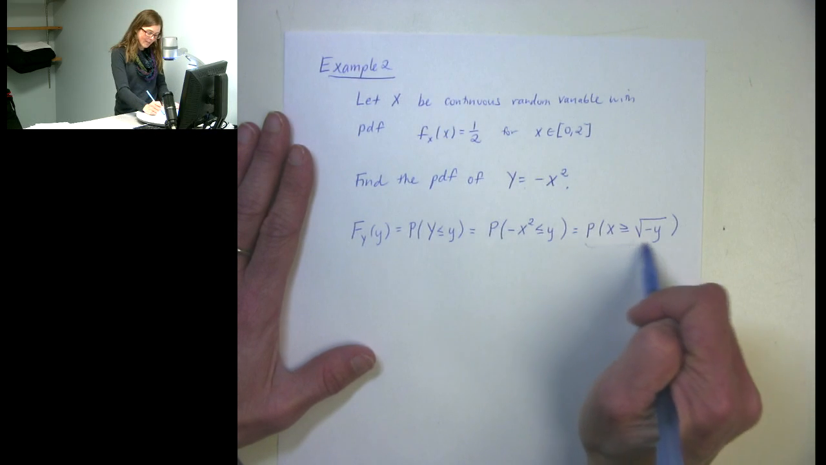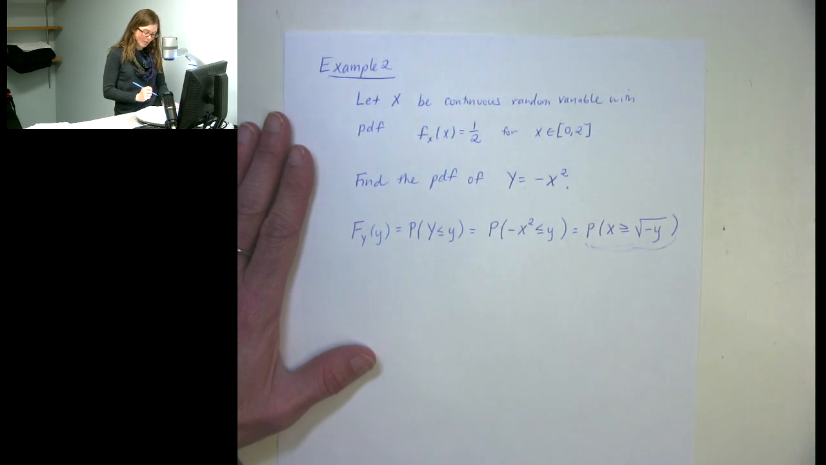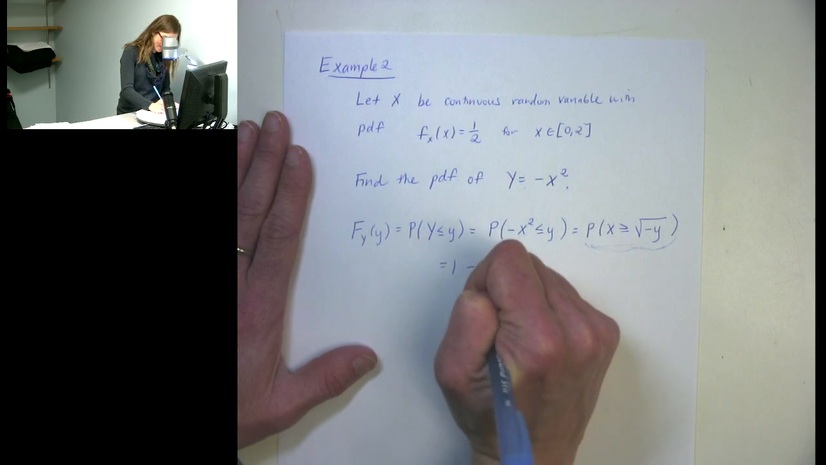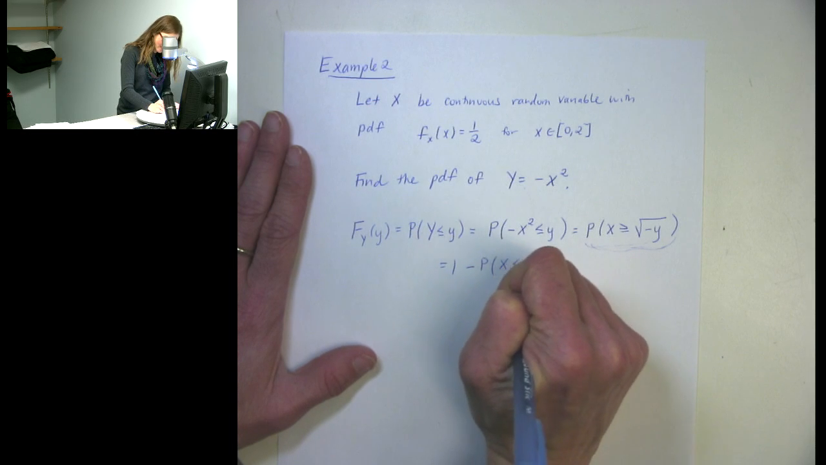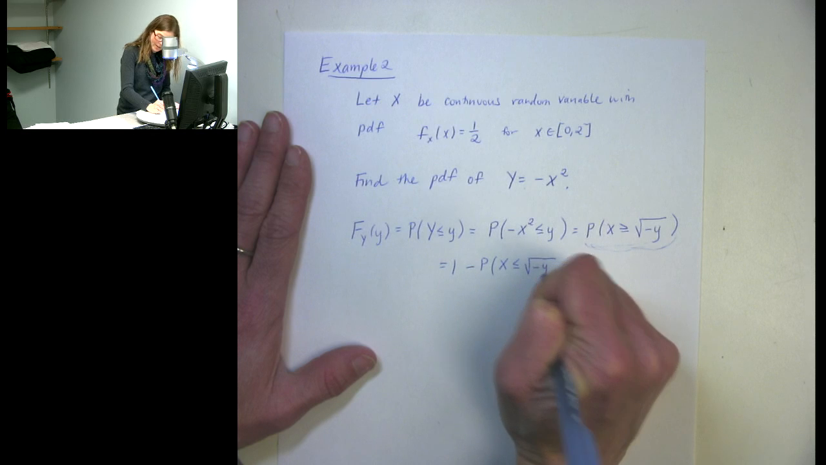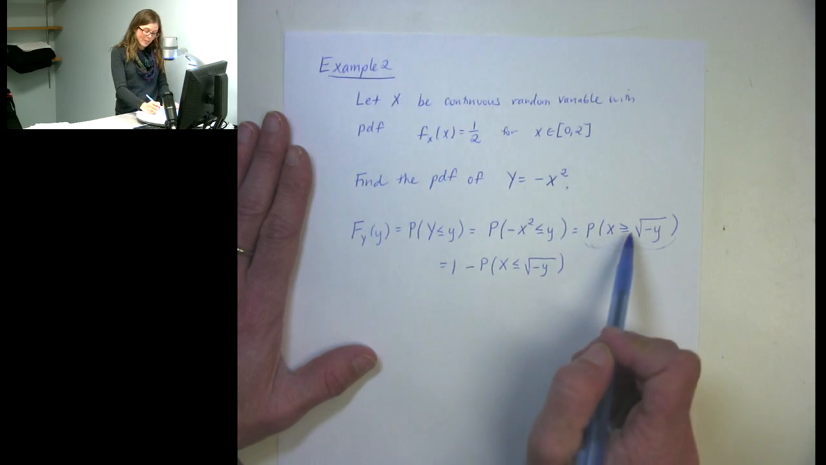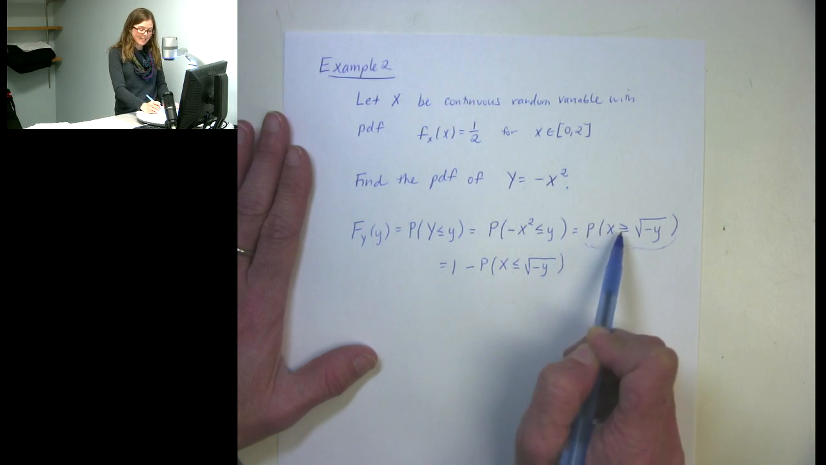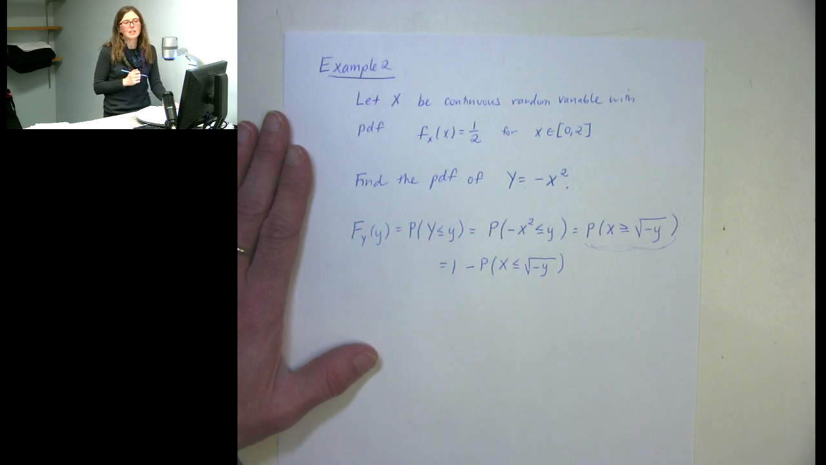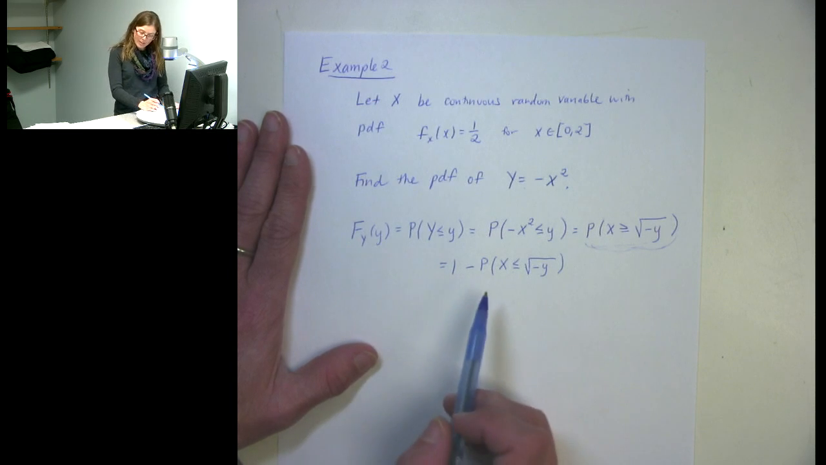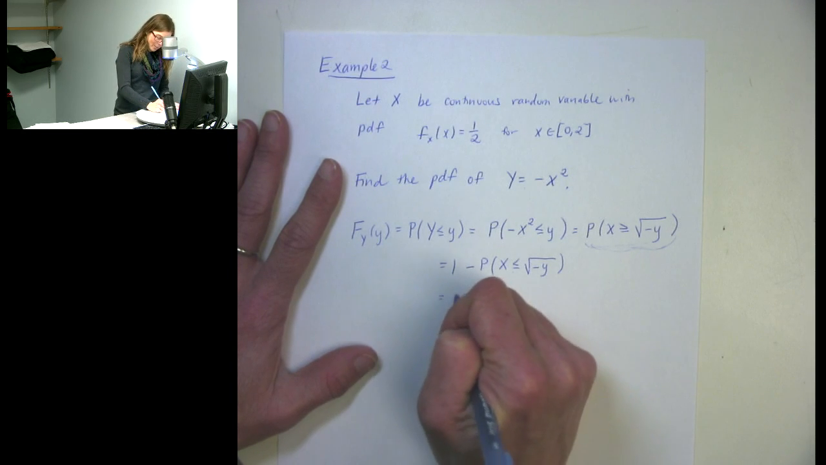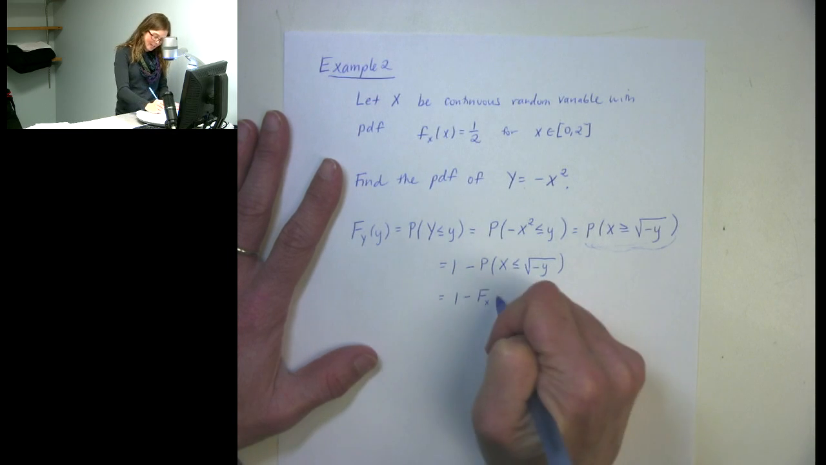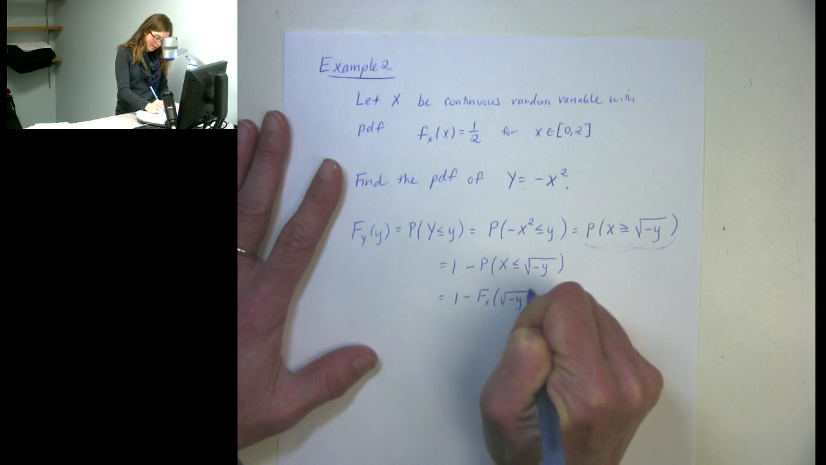Now, in this case, to find the probability that x is greater than or equal to a particular value, I'm going to take 1 minus the probability that x is less than or equal to the square root of negative y. Remember that these two are equal, even though I've got a greater than or equal to and a less than or equal to here, because the probability that x is equal to any exact value for a continuous random variable is 0. So now, this is 1 minus the cumulative distribution function of x evaluated at the square root of negative y.